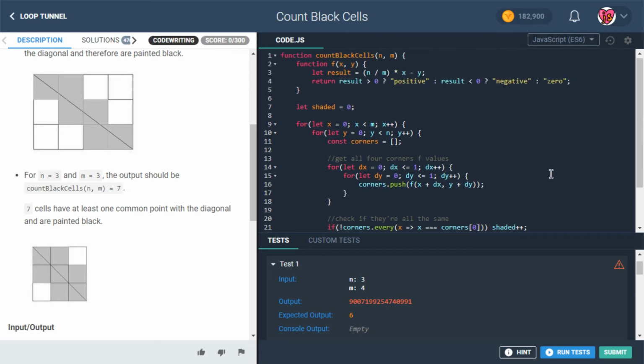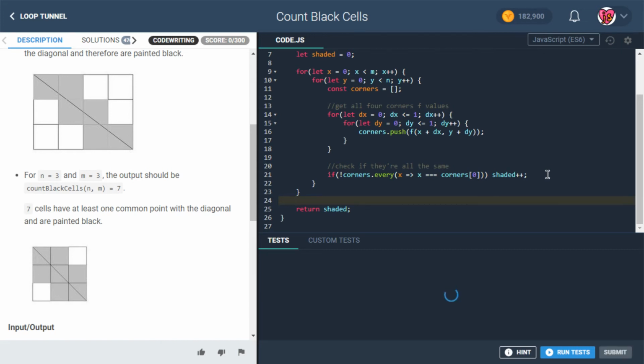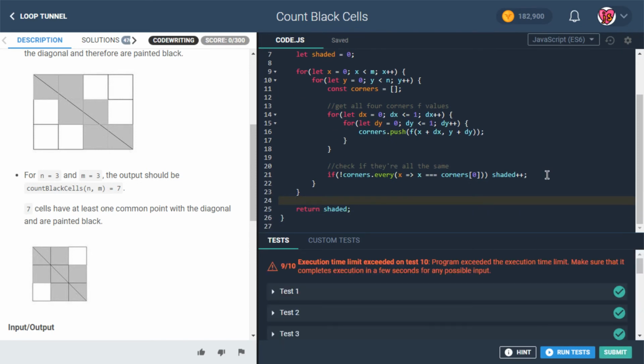What's left to do? I don't know. Let's try running that. Let's see what's going on so far. Have we run this yet? I'm not sure. Okay, execution time limit exceeded. That's kind of what I was thinking.